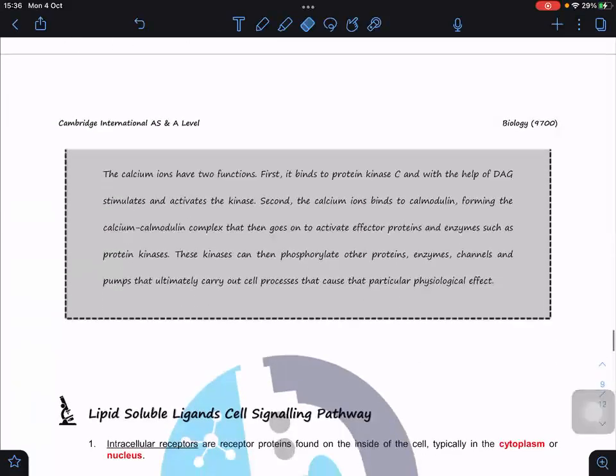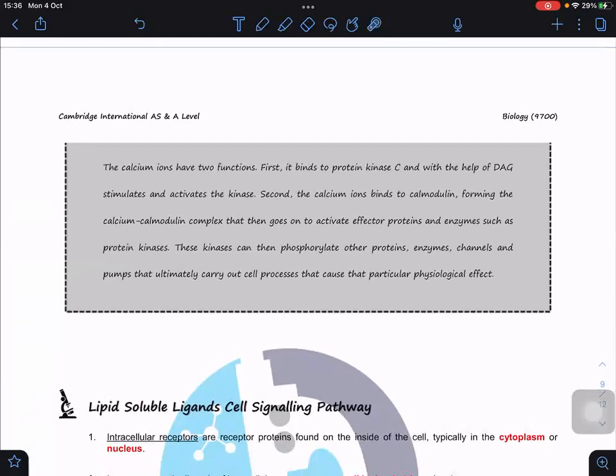Here, the calcium ions have two functions. First, they can bind to protein kinase C, and with the help of DAG, stimulate and activate the kinase. Second, the calcium ion can bind to calmodulin, forming a complex that goes on to activate effector proteins and enzymes such as protein kinase. This kinase can then phosphorylate other proteins, enzymes, channels and pumps that ultimately carry out the cellular responses. This one you do not need to know in detail, it is just for your information only.